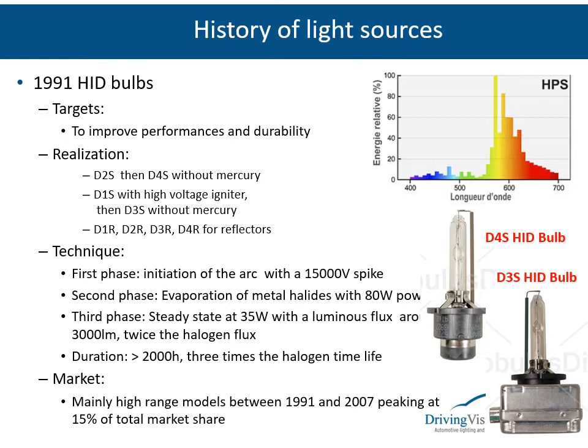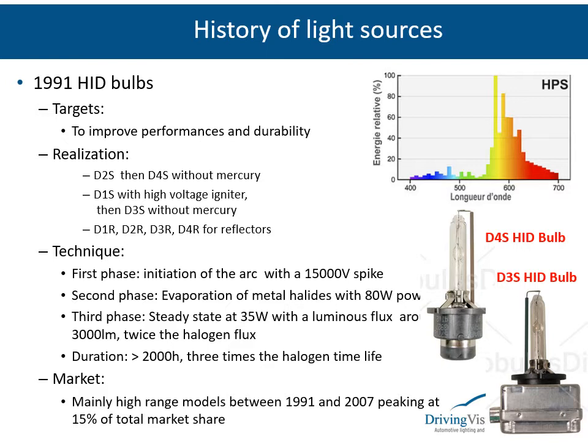With xenon bulbs, in the first phase we are creating an arc with 15,000 volts between two electrodes. After, we are evaporating the metal halides inside with relatively high power of 80 watts. And in the stabilized phase, with 35 watts, there is a luminous flux of around 3,000 lumen, twice the level of halogen flux.